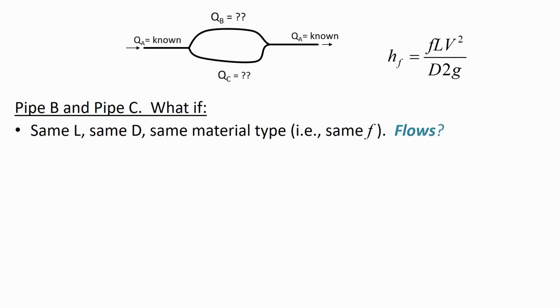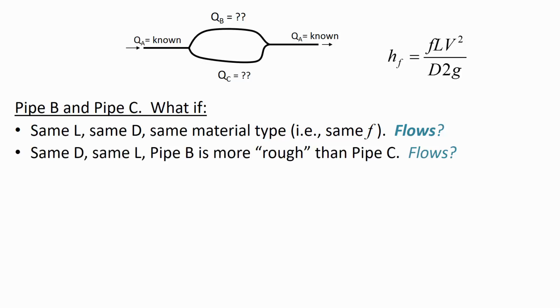So, you're right, which pipe? The top pipe would have more flow. Exactly right, good. Along that same thinking, what if they have the same diameter and same length, but then pipe B, that upper one, is more rough? Pipe C is going to get more of the flow. It's not going to have all of the flow.